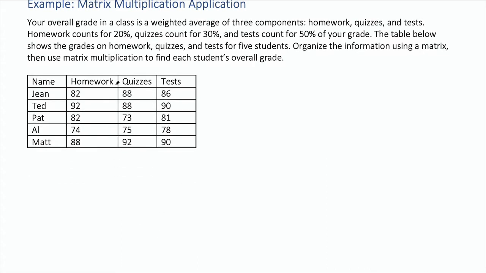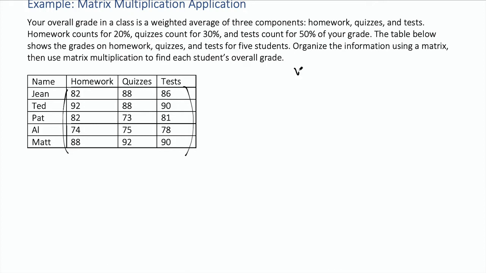Well, here, this is actually already organized into a matrix for us, right? We've got our 5 students and our 3 categories. So this is a matrix already. I'm not going to rewrite that. Okay. We can also write a matrix for the category weights.